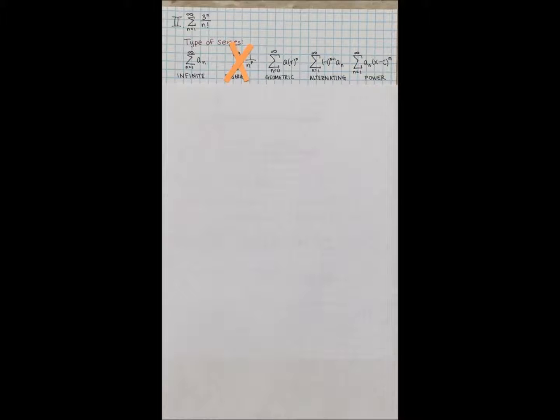It is not a geometric series, which is represented by the sum of the terms of the sequence a times r to the n from n equals 0 to infinity. Some students may quickly look at the numerator and see the 3 to the n and assume it is a geometric series. However, with the n factorial in the denominator, it cannot be.